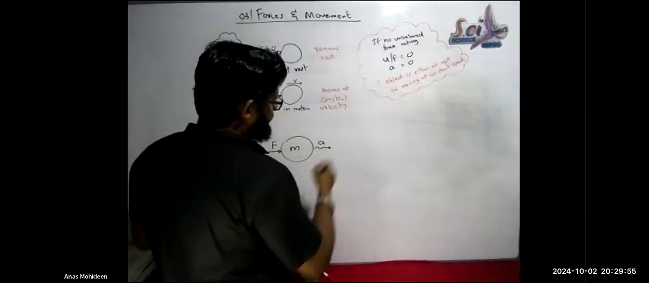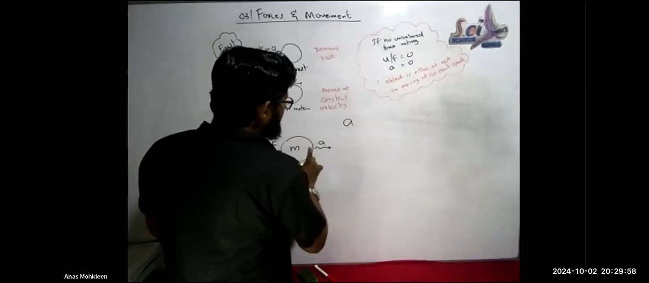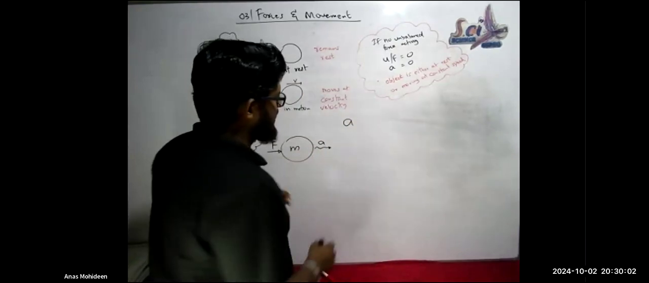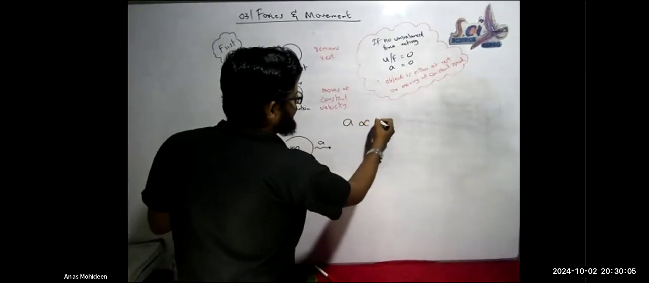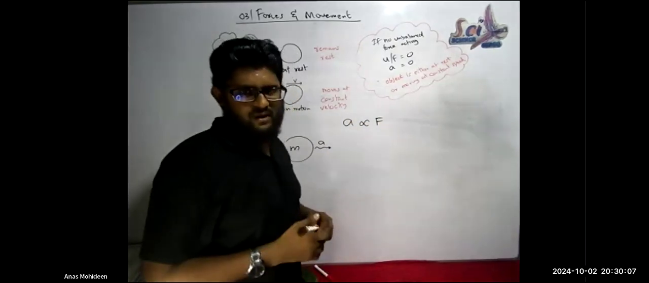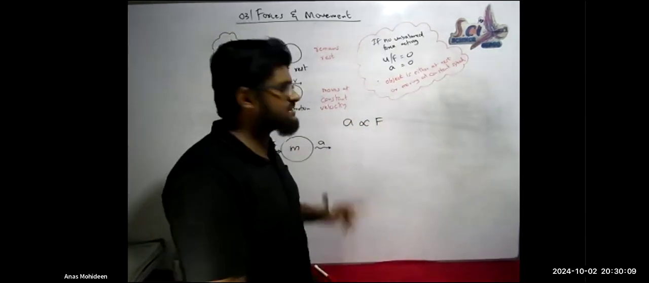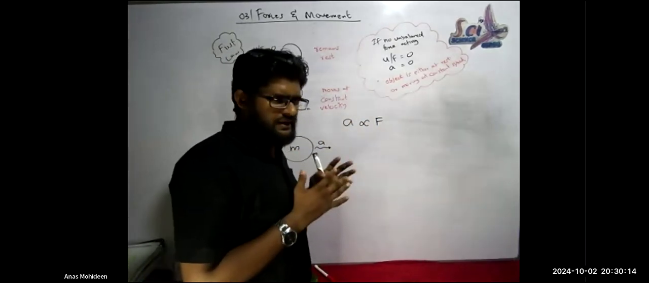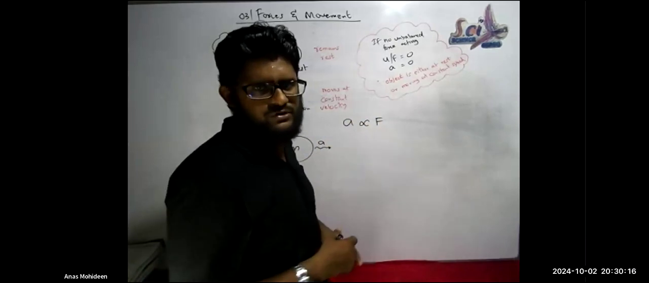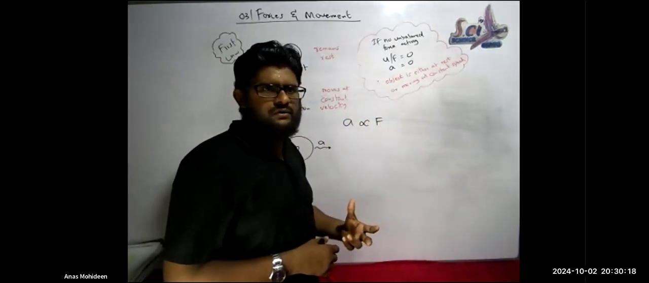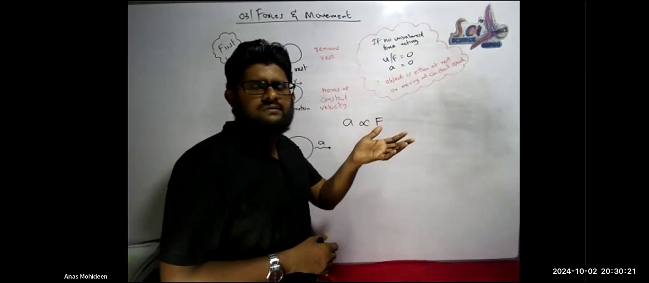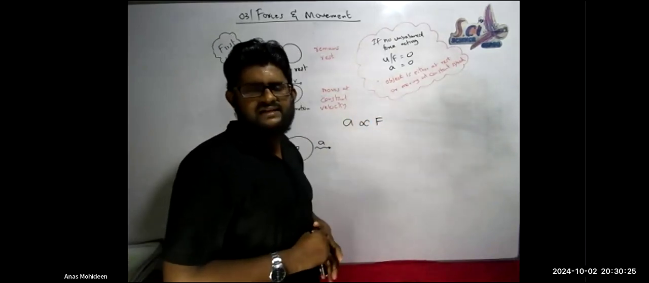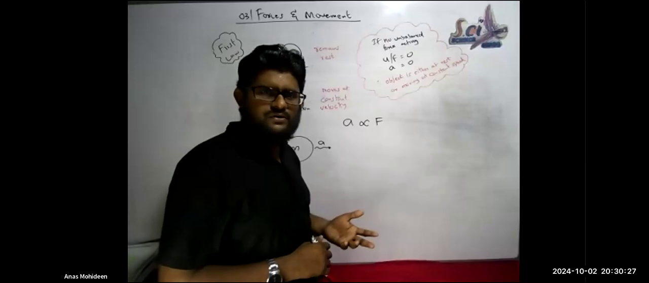The second law says that the acceleration acting on an object, due to the unbalanced force, is directly proportional to the force you are applying. There are two proportionalities: one is direct proportion, the other is inverse proportion. Direct proportion means you increase the force, acceleration increases; you decrease the force, acceleration decreases.